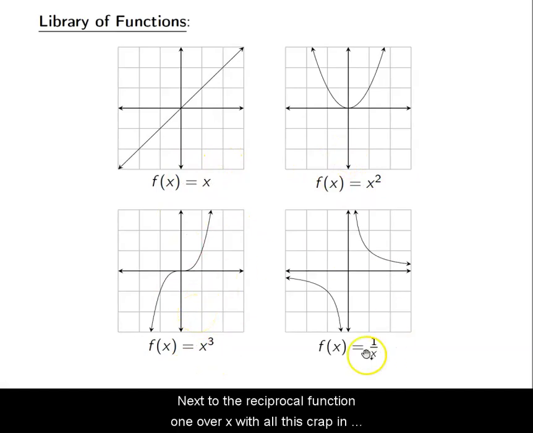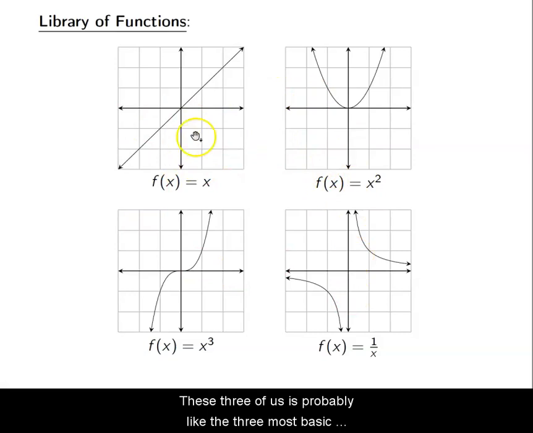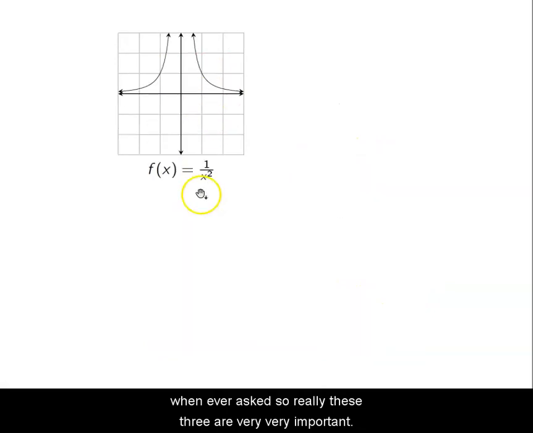Okay, next is the reciprocal function, 1 over x. So we saw this graph in the last video. These three are probably like the three most basic. This comes up sometimes. But if you think about it, whenever we have a rational expression or rational function, it's really just manipulations of this function 1 over x. So really, these three are very important, okay?